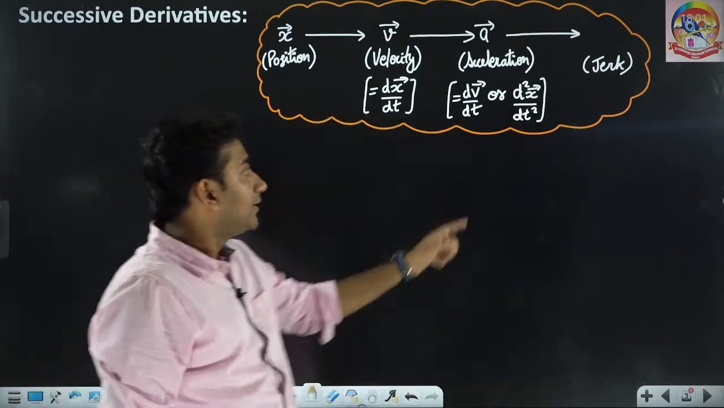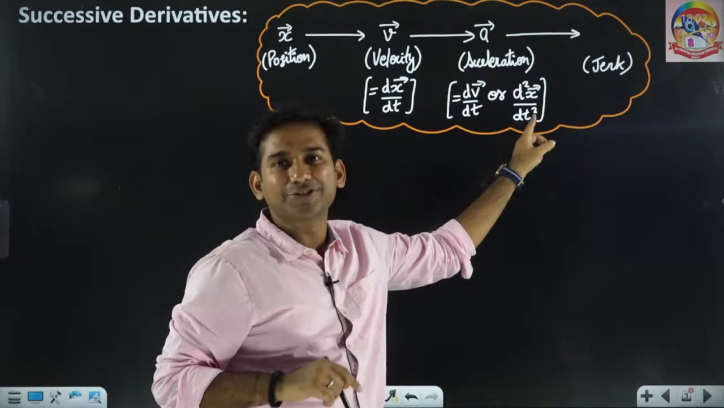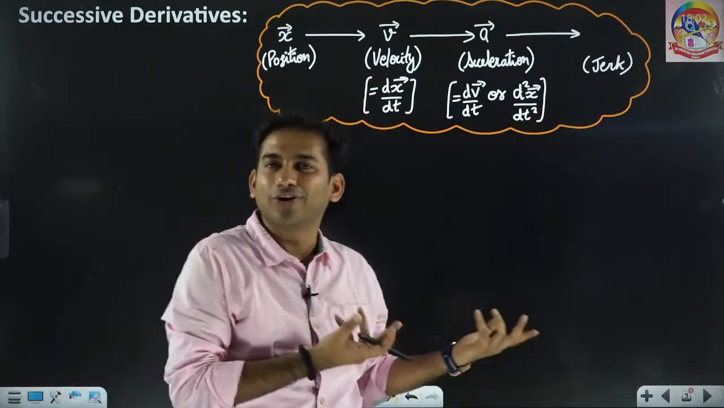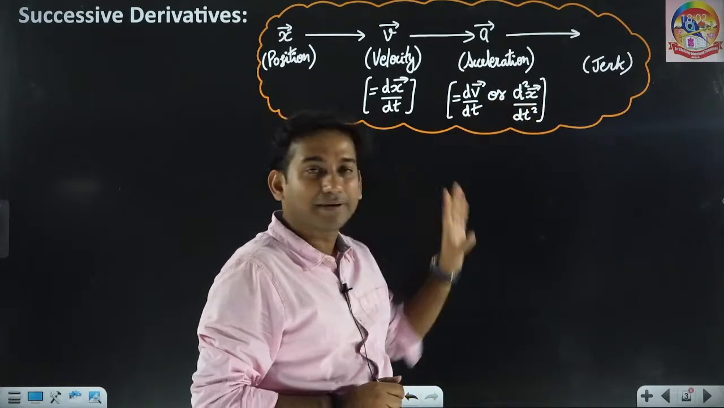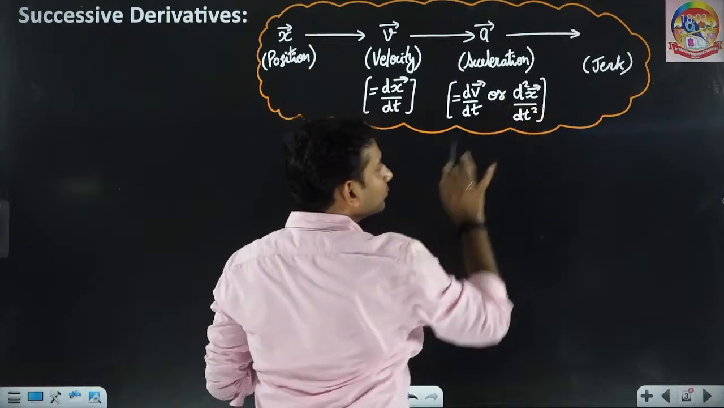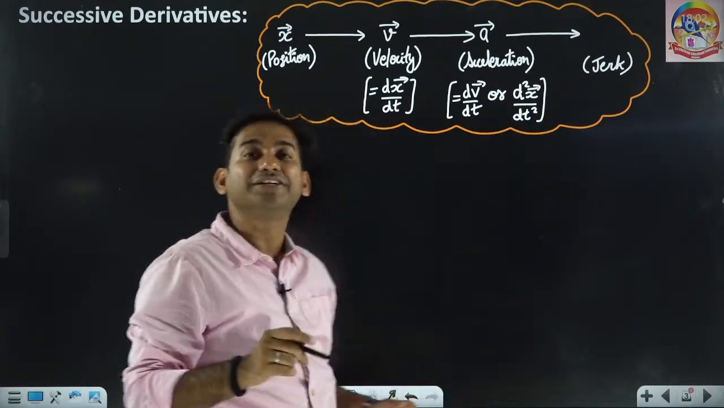Once again, it looks like d square x by dt square, and it doesn't matter how you call it. But still I want you to call it d2x by dt square. You write it in power only, and the meaning of this is only double differentiation. You have differentiated two times.